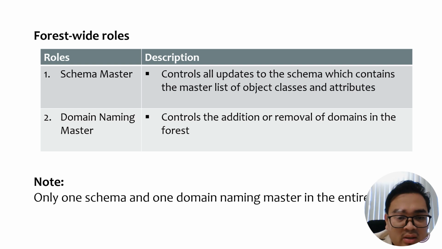Forest-wide roles. There are two roles in the forest-wide: schema master and domain naming master. The description for the schema master is that it controls all updates to the schema, which contains the master list of the object classes and attributes, and the domain naming master controls the addition or removal of a domain in the forest. Note here, there is only one schema master and one domain naming master in the entire setting.